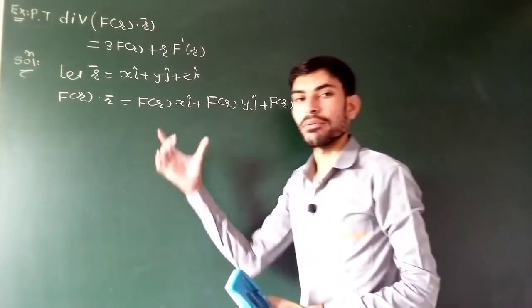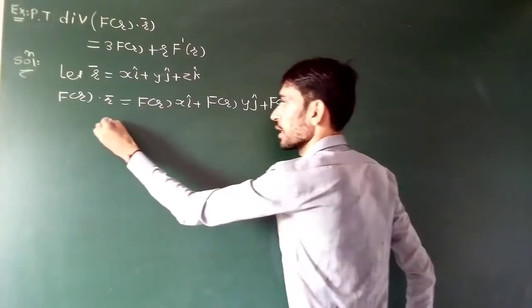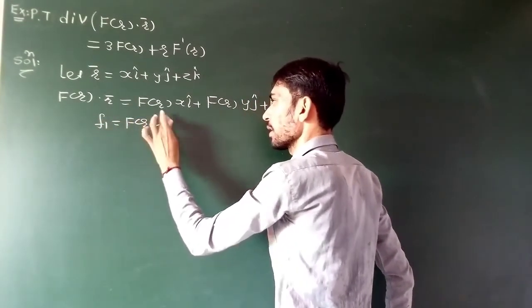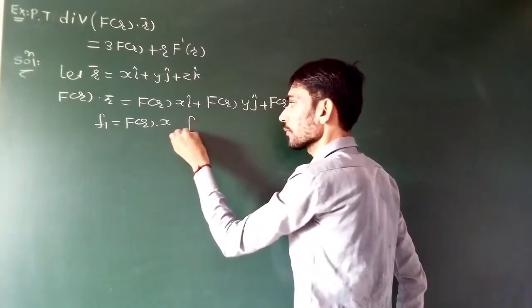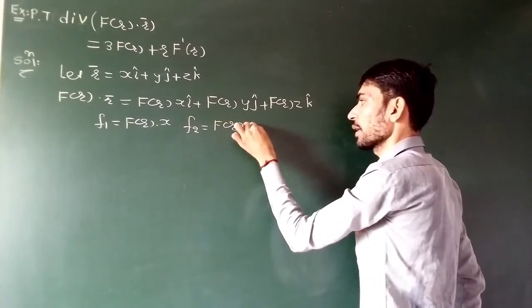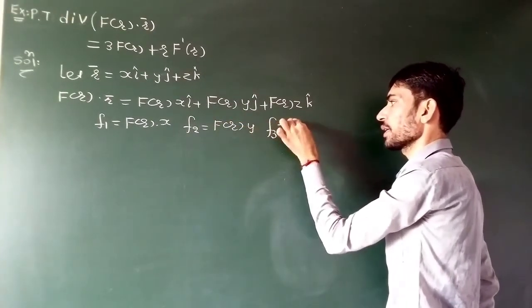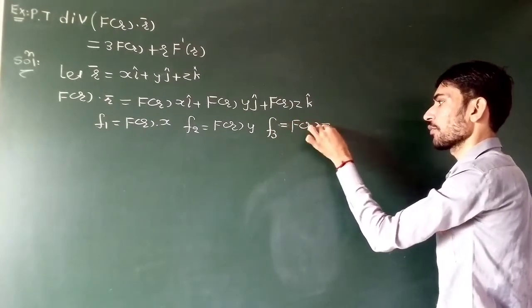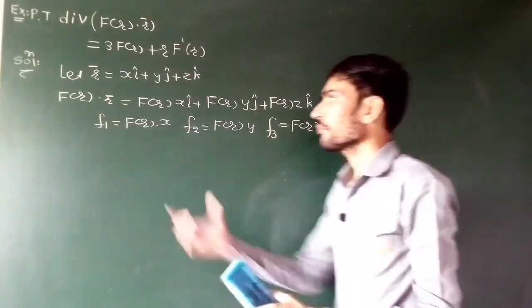Now we find its divergence. Now our F1 is these terms. Here we write our F1 is capital F of r into x. Our F2 is capital F of r into y. And our F3 is capital F of r into z. Now we find its divergence.